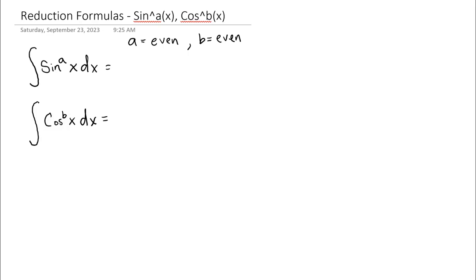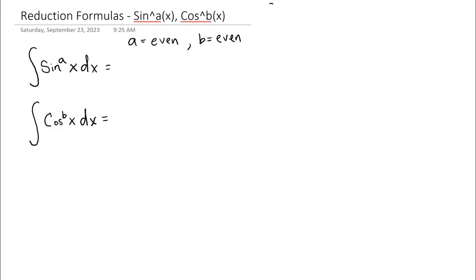However, in the case that a and b are even, these u substitutions will not work, and that's why we're forced to come up with other techniques. And we're going to use reduction formulas to solve them. Now, a reduction formula is nothing more than a formula that reduces a current expression into an expression that's much easier to manipulate or to solve.